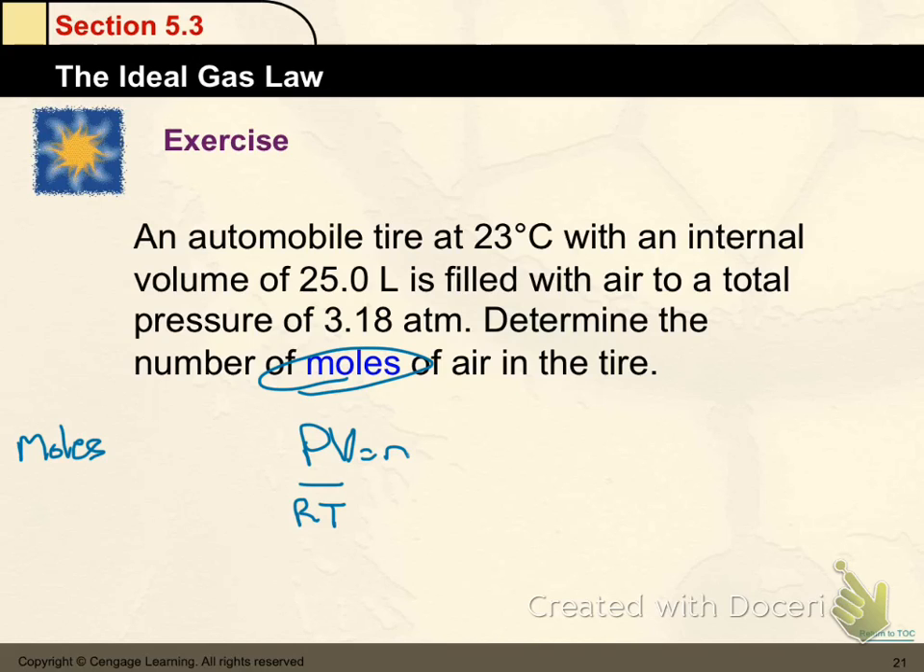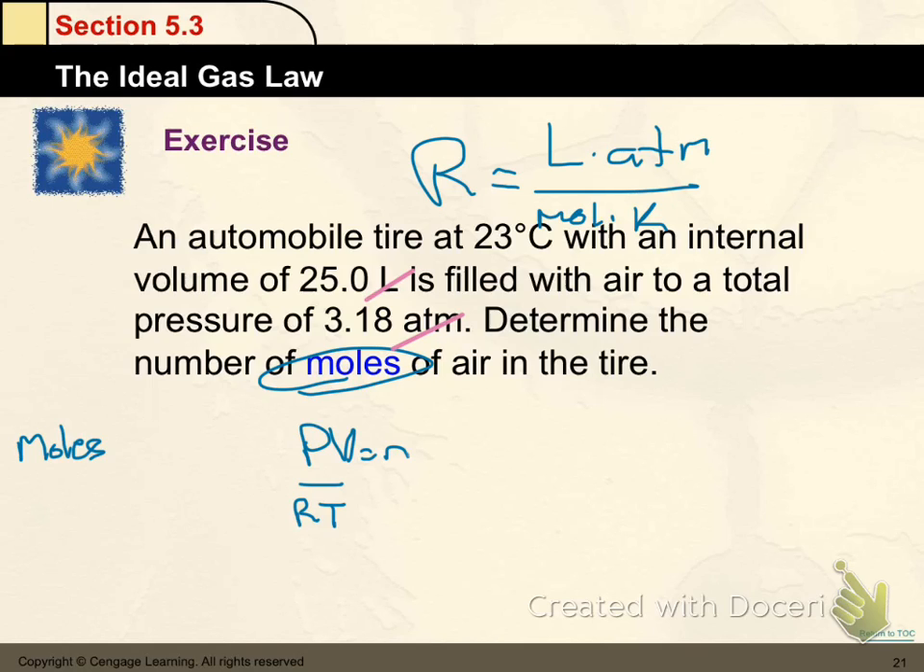Okay, well, let's see. If we remember, R is the one that's going to determine our units, right? R is liter, atmospheres, per mole, Kelvin. So that means my volume has to be in liters. Let's check that out. Yep, we got it. And that means my pressure has to be in atmospheres. Yep, we got it. And that means my temperature has to be in Kelvin.